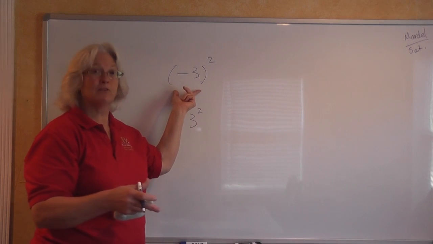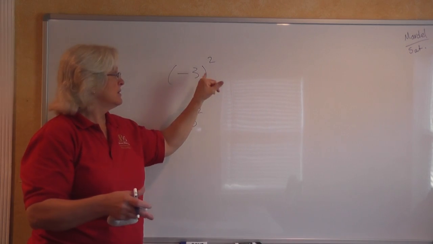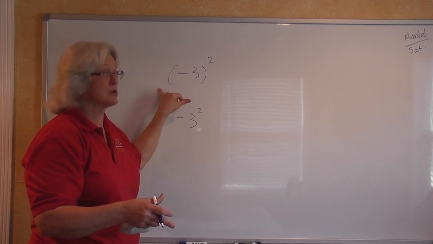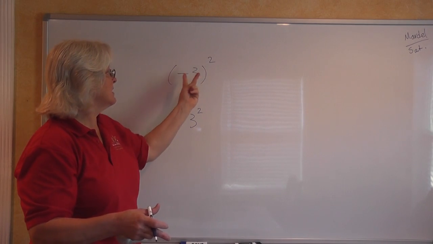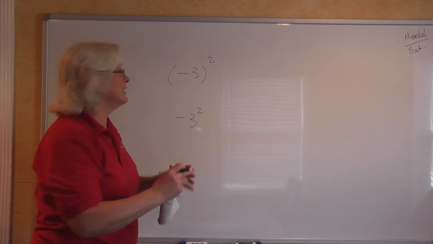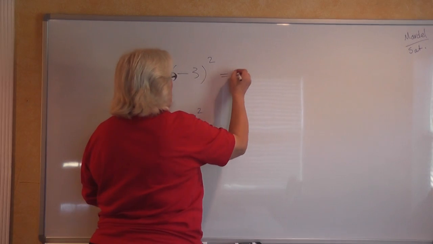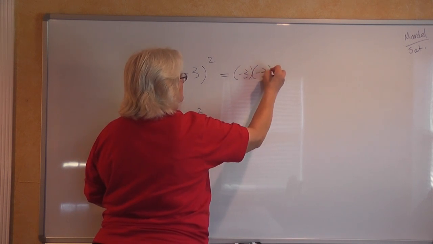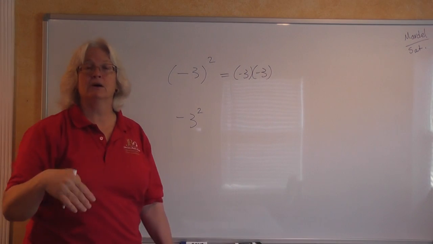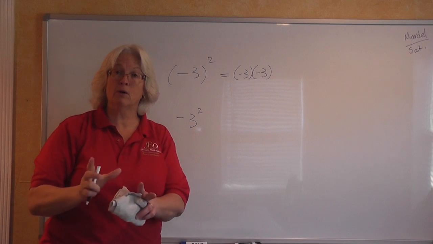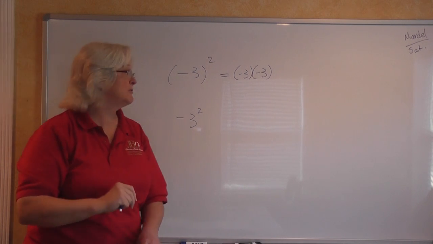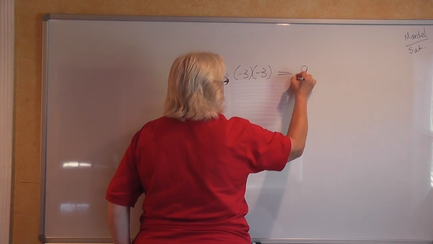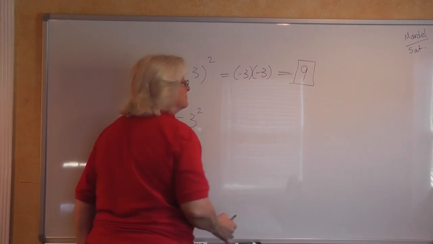Here we have negative 3 squared. And we have the parentheses here, which are very, very important. I'm going to show you why right now. This tells us that negative 3 is used as a factor 2 times. Negative 3 times a negative 3. And you know that if you have a pair of negative factors, your solution is always going to be positive.